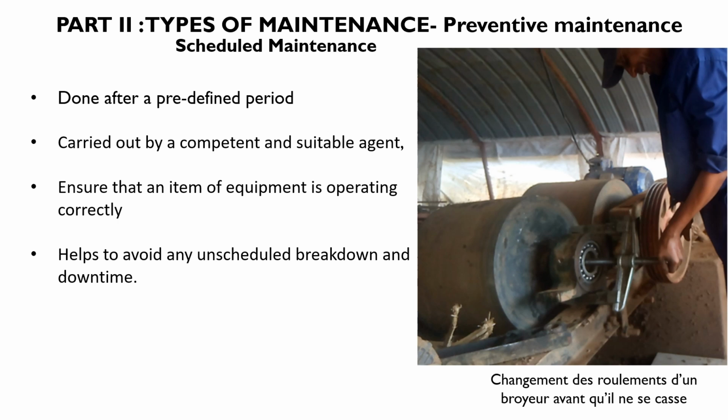A good example of planned maintenance is car maintenance. After so many kilometers or miles, the oil should be changed and parts replaced. The same approach is also applied in the brickyards, where you can see in the picture the replacement of a bearing of a crusher before it breaks.